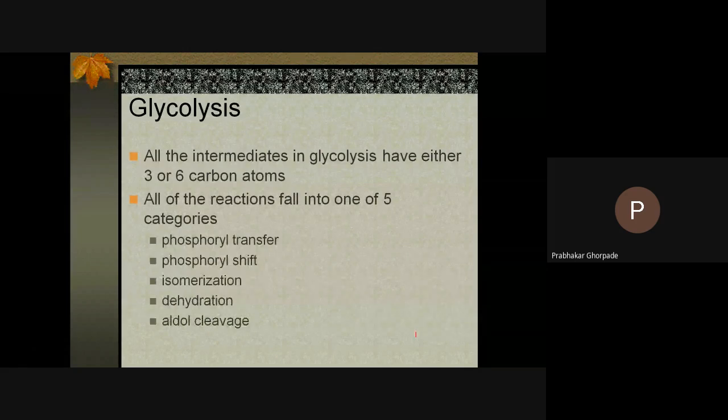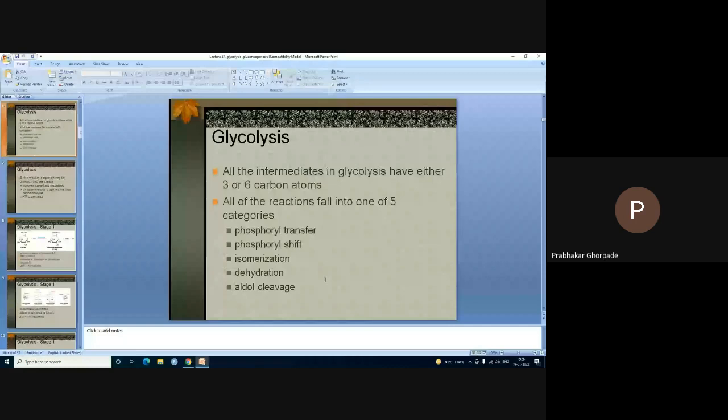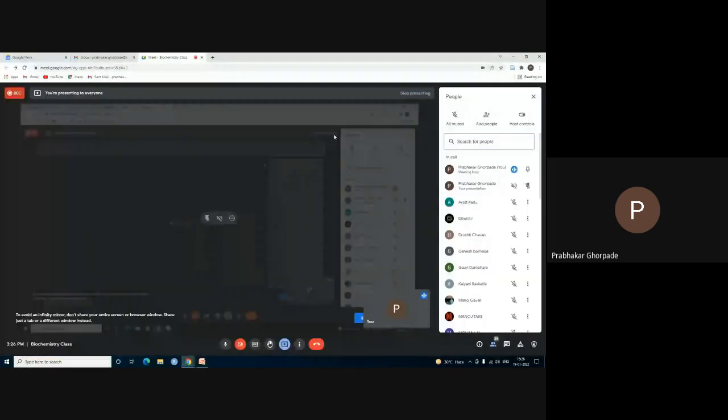So glycolysis. All the intermediates in glycolysis have either 3 or 6 carbon atoms. When we talk about glycolysis, in the process of glycolysis, 6-carbon glucose is present. The number of carbon atoms in glucose is 6. Everybody is familiar with the number of carbon atoms in glucose, right?